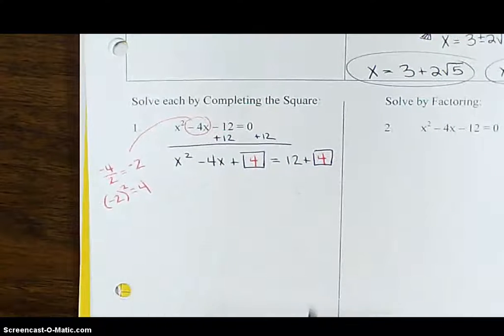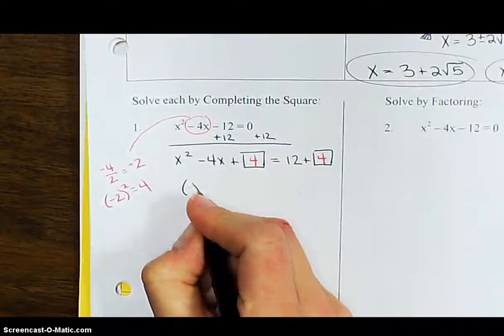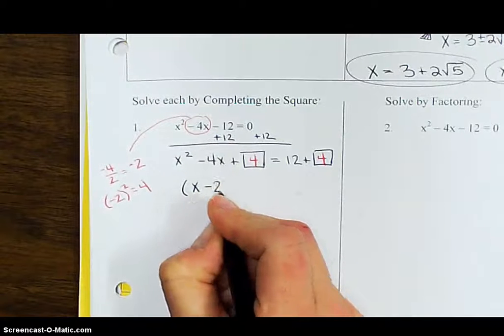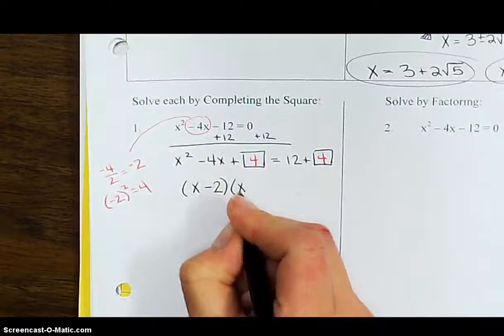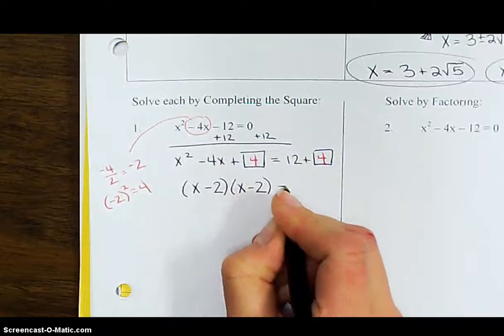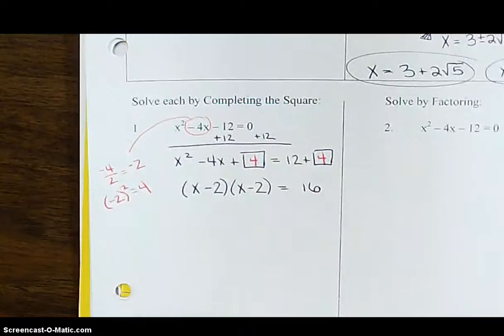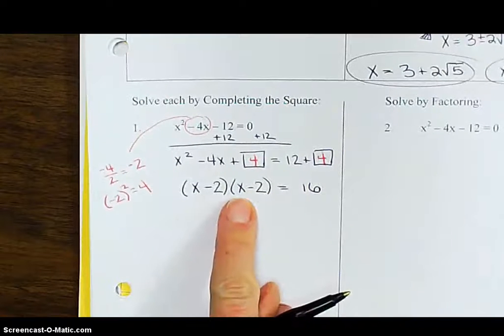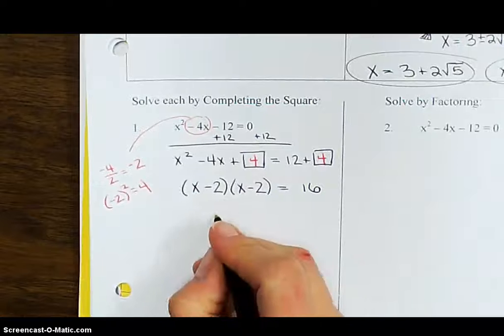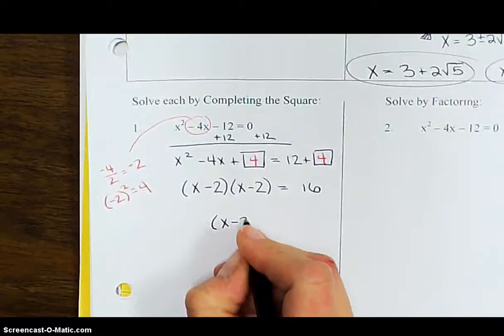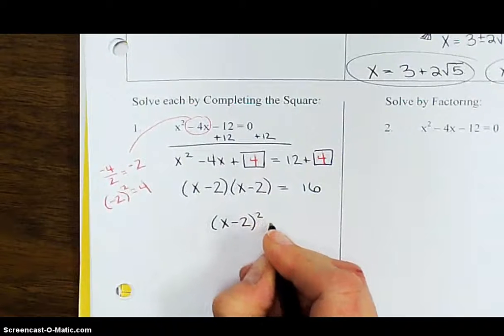So now we can go ahead and factor. So here we're going to get x minus 2, x minus 2 equals 16. Now this is the same thing written twice. So instead of writing it twice, we can write it out just once.